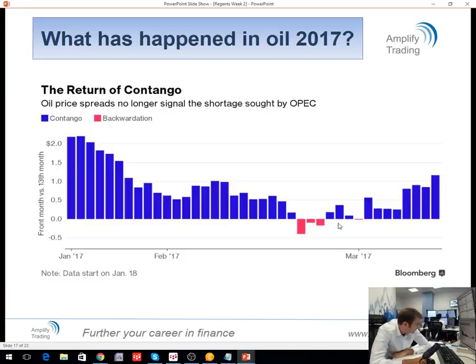But actually, we've moved back into Contango now, where oil in the future is trading higher than oil prices today. I don't know if this is 6 months, data starts January the 18th, or month on month, but anyway, it says here front month versus 13th month. So the oil price in Brent today versus 13 months away.